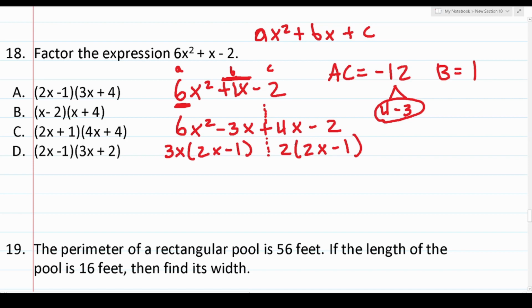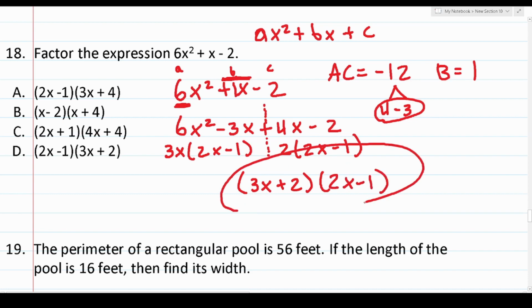Now we combine this 3x and 2x into one of our solutions, so that's going to be 3x plus 2. And then we just copy down one of the repeated factors up there, notably 2x minus 1. And this is this equation factored, 3x plus 2 and 2x minus 1, which is D. Okay, so that's that one.